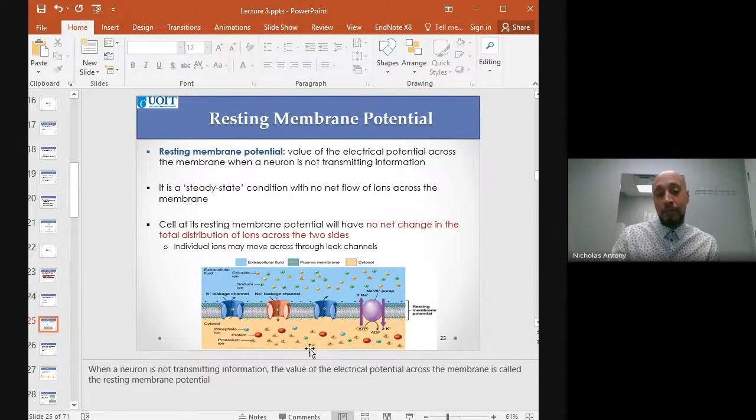Here we have a slide depicting the resting membrane potential. We have our sodium-potassium pump. The sodium-potassium pump involves these channels right here.